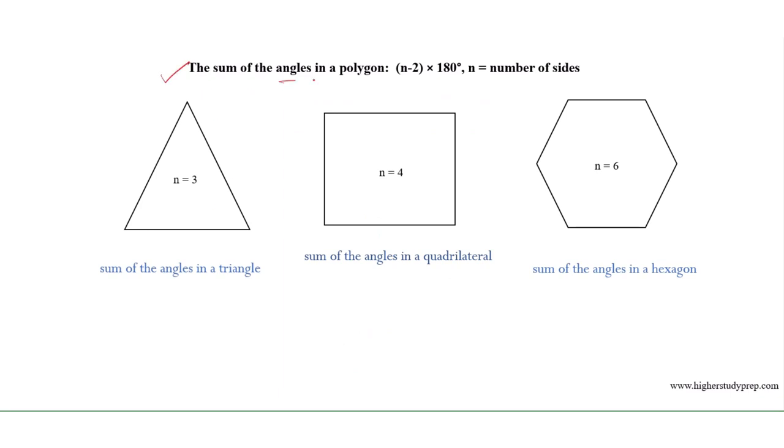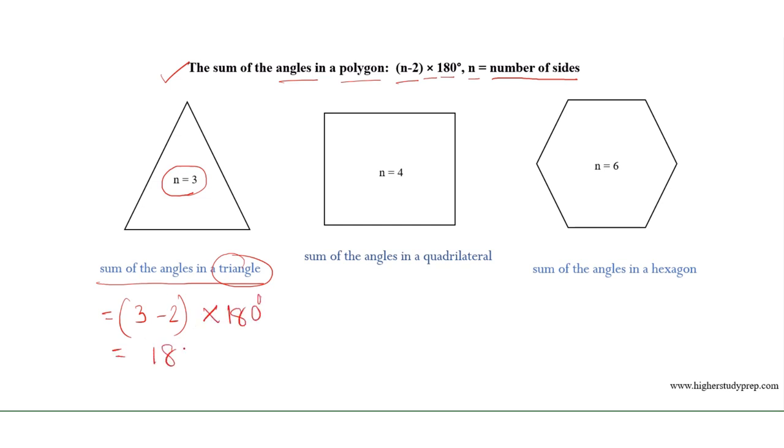The sum of angles in a polygon is (n − 2) × 180 degrees, where n is equal to the number of sides. For example, in a triangle, the number of sides is 3. So the sum of the angles in a triangle is equal to (3 − 2) × 180 degrees, which results in 180 degrees.